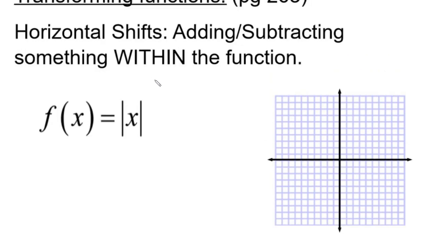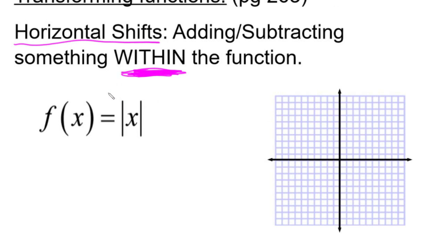So to horizontally shift a graph, you have to figure out, remember what's important about the graph, what makes it the function type that it is, and if you add or subtract something within that function type, that special thing, it will horizontally shift the graph. So what's special about this graph, it's an absolute value function, right? So that's what makes it special, the absolute value bars.